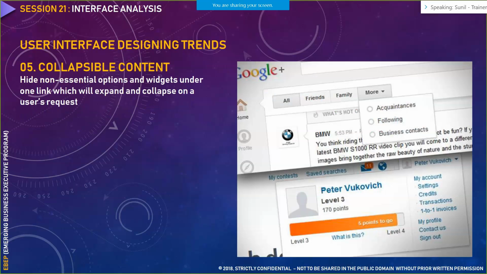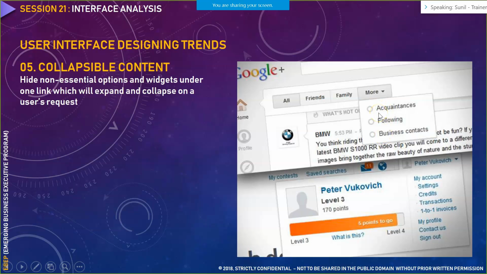Then comes collapsible content. Here we hide non-essential options and widgets under one link, which will expand and collapse on the user's request. For example, when we open the Gmail application, or the Google Plus application, we have categorization like all, friends, family, and more. Why did we add more? Why can we not expand everything in this line in a linear way? Because we felt the need is not there. Users would be satisfied with these three options only. If they need more options, then they would explore them.